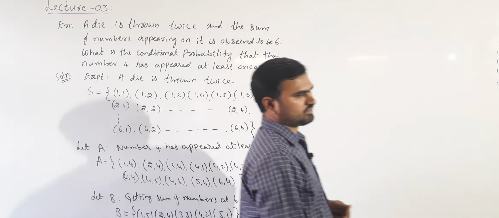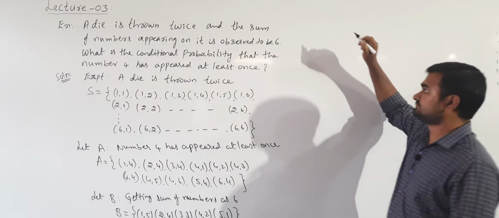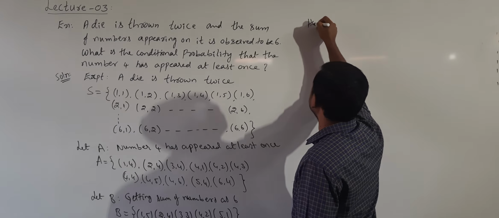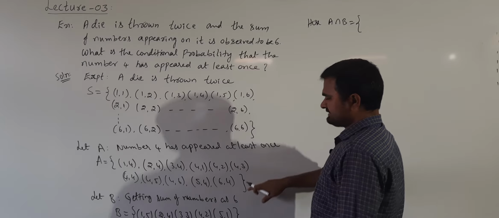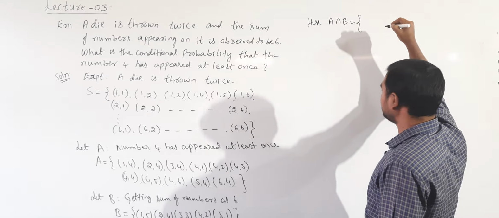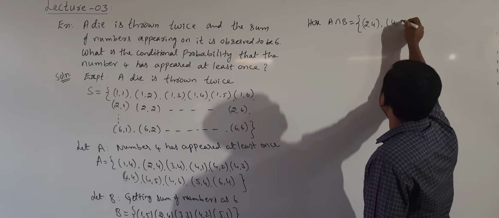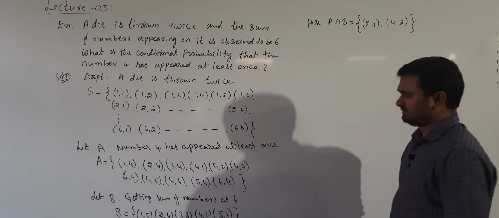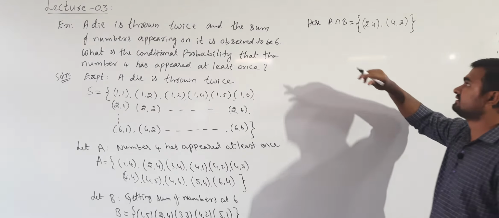Now we need the probability of A given B. For that we need the intersection. So what is A intersection B here? The common elements of A and B. What are the common elements? You can take 2 4, next 4 2 we can take. So only 2 elements are common to A and B.